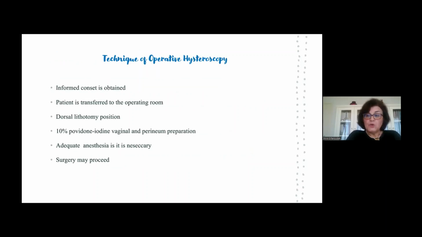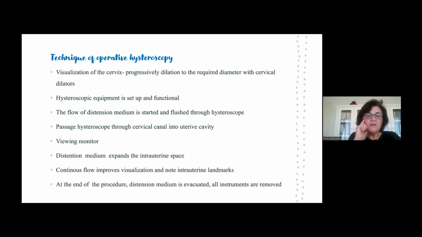Technique of operative hysteroscopy. Informed consent is obtained. The patient is transferred to the operating room in dorsal lithotomy position, with 10% povidone iodine vaginal and perineal preparation. Adequate anesthesia is necessary, and surgery may proceed. Visualization of the cervix, progressive dilation to the required diameter with cervical dilators, hysteroscopic equipment set up and functional. The flow of distension medium is started and flushed through the hysteroscope.